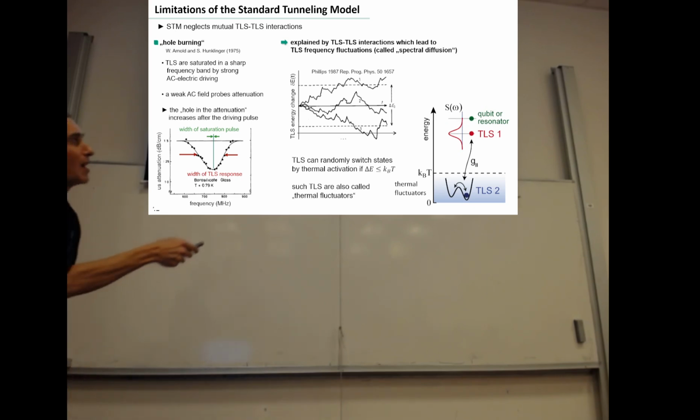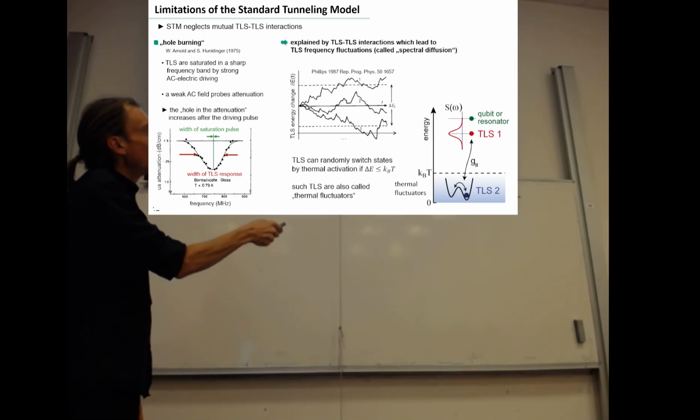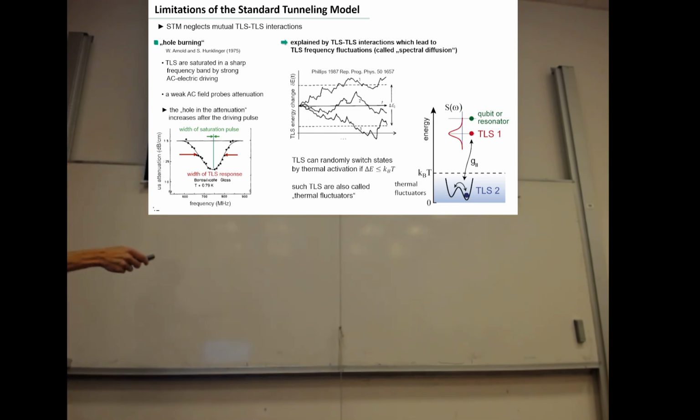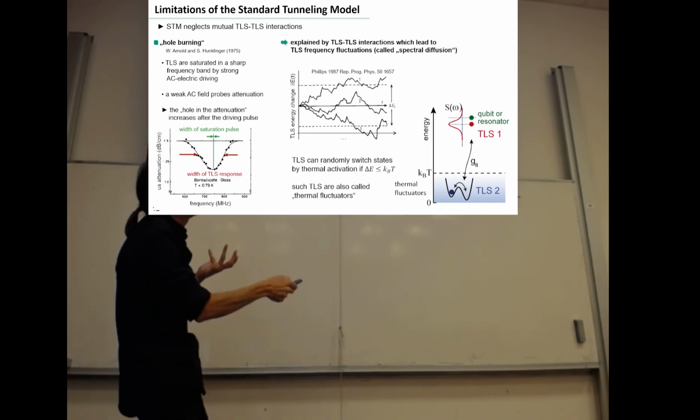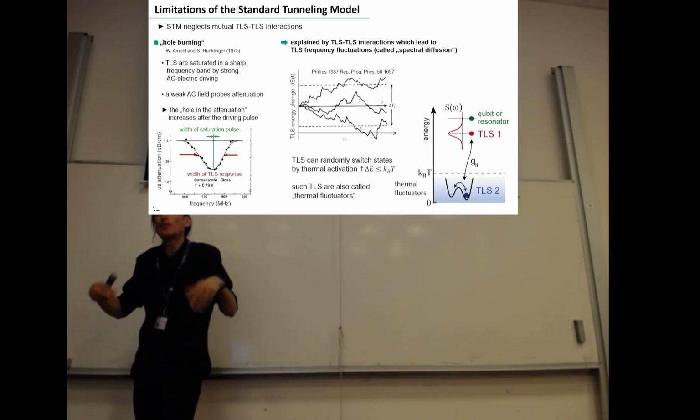And now if you have interactions between these two types of defects, then of course it can happen that this changing of the state of this TLS changes locally the field or strain at the position of the neighboring TLS, the high frequency defect, and then you change its symmetry energy by this change in the field, and this will change its frequency. And this is actually the origin of this spectral diffusion, of these frequency drifts of the TLS. It's driven by the thermal activation of these low energy thermal fluctuators.